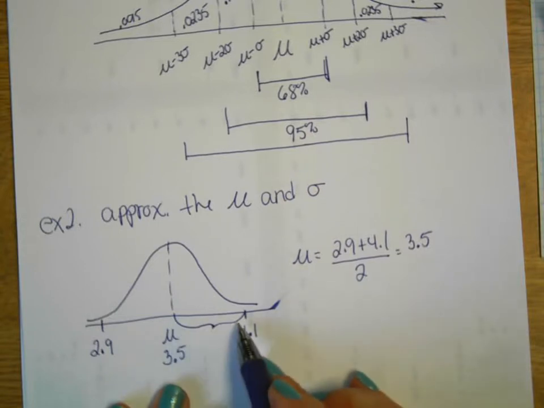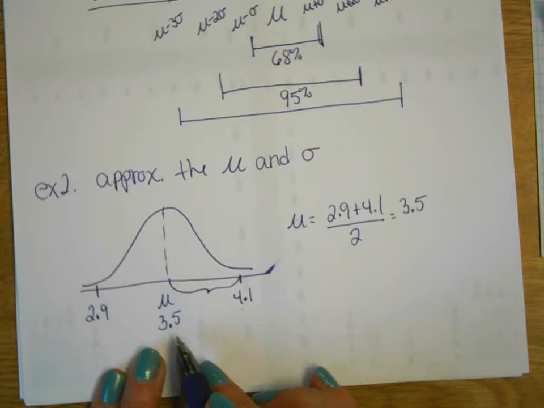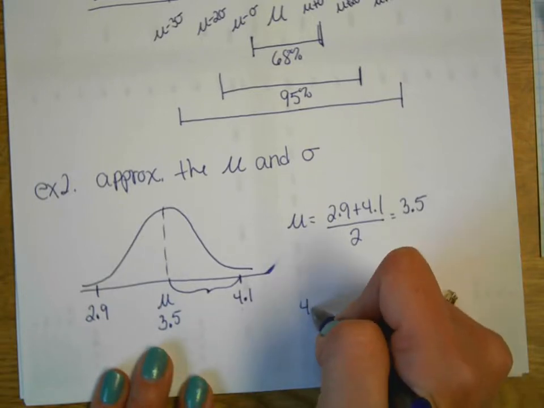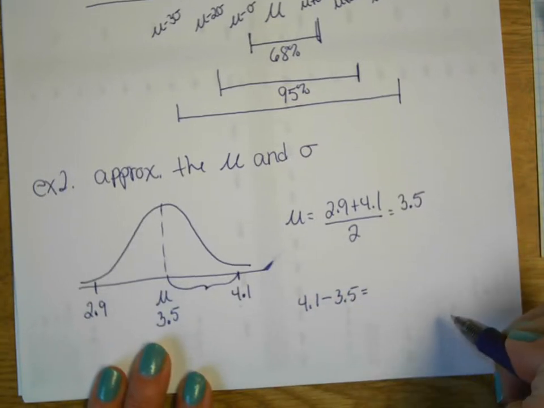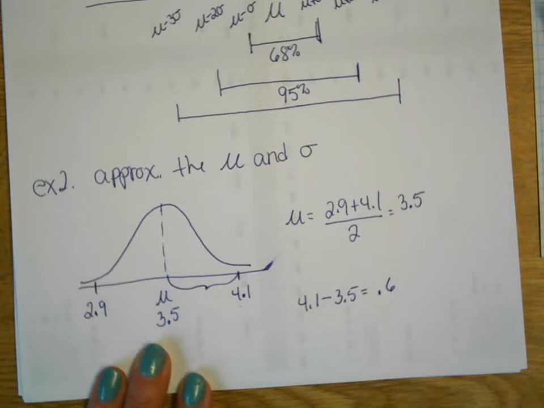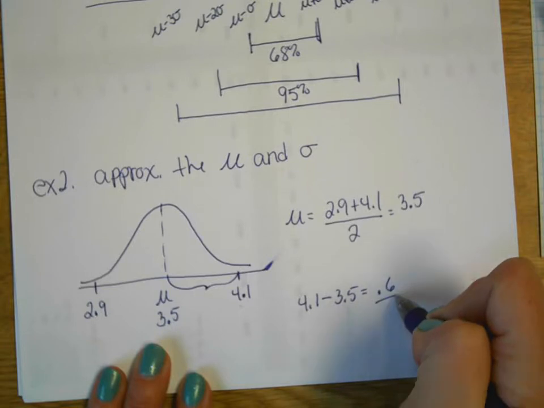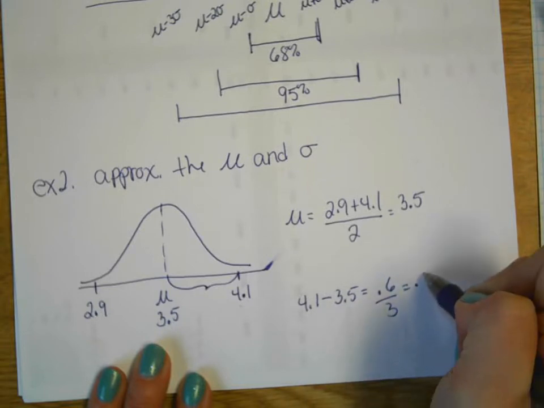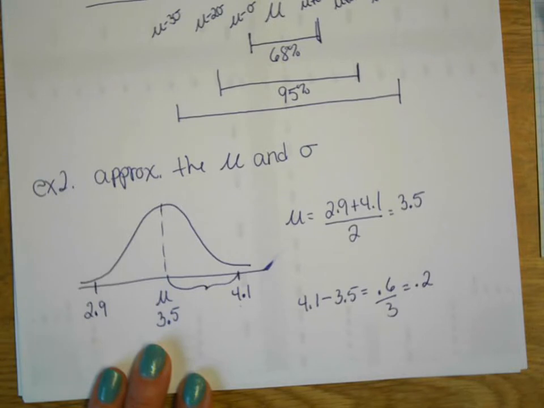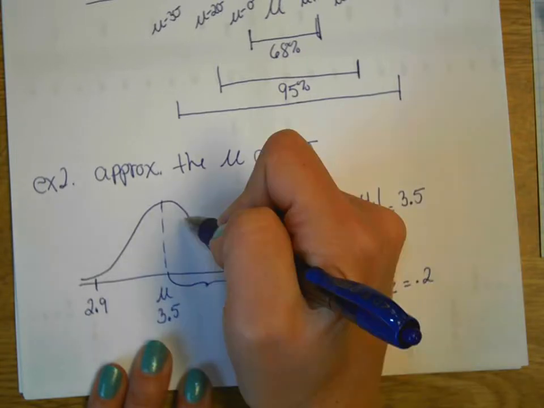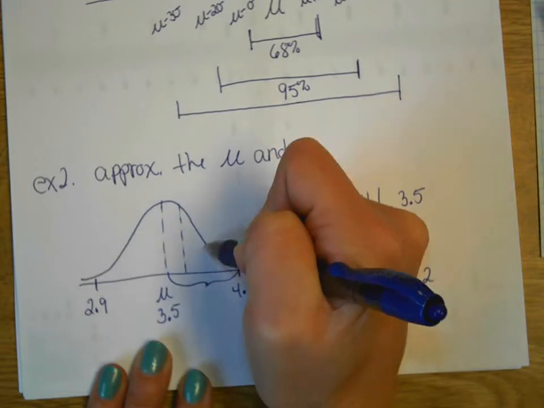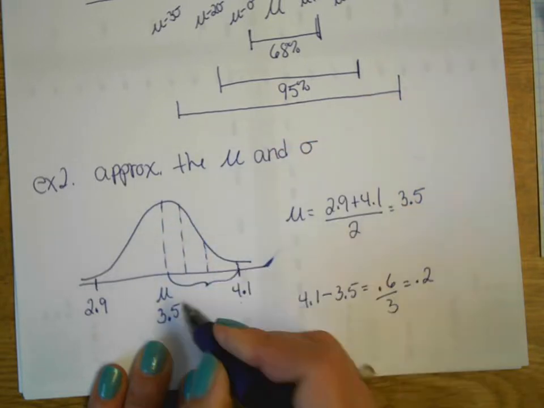So how do I get this distance? We're going to subtract. So 4.1 minus 3.5, what's that distance? 0.6. And then we're going to divide by 3. That will give us a distance of 0.2. So good job, Aunt Casey. That will be our standard deviation. Because if I now add 0.2 and 0.2 and 0.2, this would be 3.7.